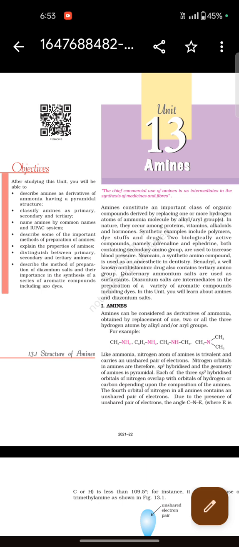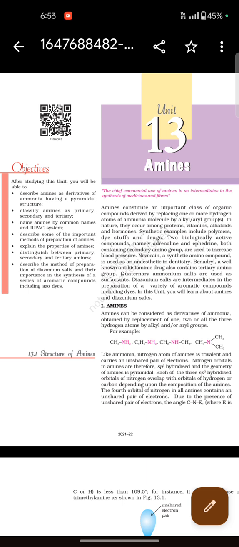The chief commercial use of amines is as intermediates in the synthesis of medicines and fibers. Amines constitute an important class of organic compounds derived by replacing one or more hydrogen atoms of ammonia molecules by alkyl or aryl groups. In nature, they occur among proteins, vitamins, alkaloids, and hormones. Synthetic examples include polymers, dyestuffs, and drugs.